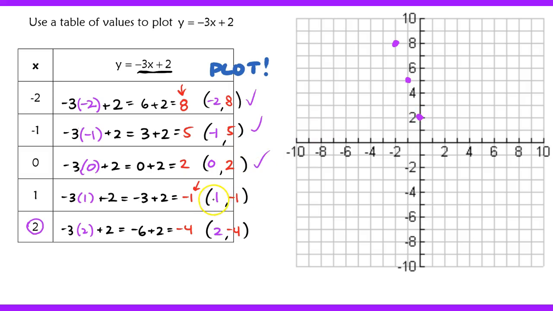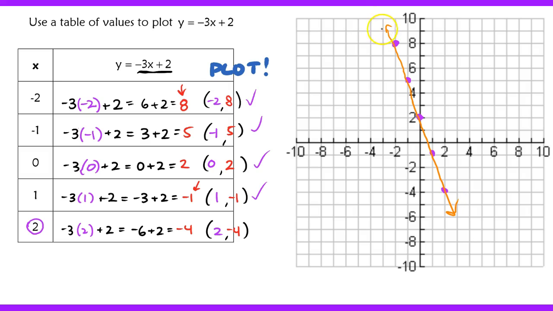That one's done. 1, negative 1. I'm going to go right 1, down 1. And my last point is 2, negative 4. So I go right 2 and down to negative 4. Okay, now when you're looking at these, you're going to use a ruler in class. I obviously can't use a ruler on the computer though, so I'm just going to try to draw this as straight as I can through those points.